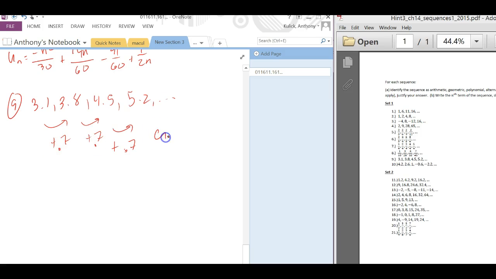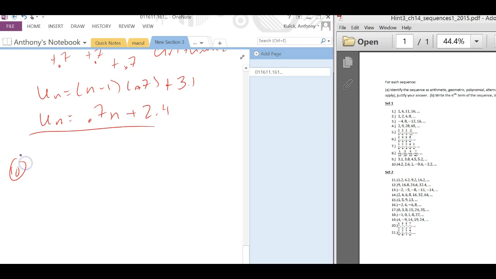So the next one is really obvious, arithmetic, common difference 0.7. I know it's kind of hard to read. So u sub n equals 0.7n, and then plus 2.4.